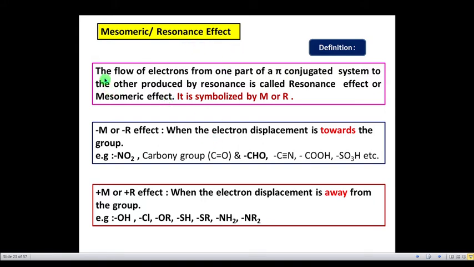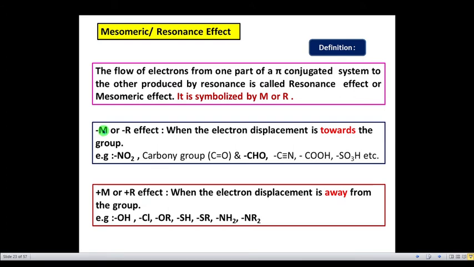I am repeating the definition here: the flow of electrons from one part of a pi conjugated system to the other produced by resonance. This is called the resonance effect or mesomeric effect. It is symbolized as the M or R effect. M stands for mesomeric, R stands for resonance effect. As usual, this polar effect is also classified into negative and positive effects.